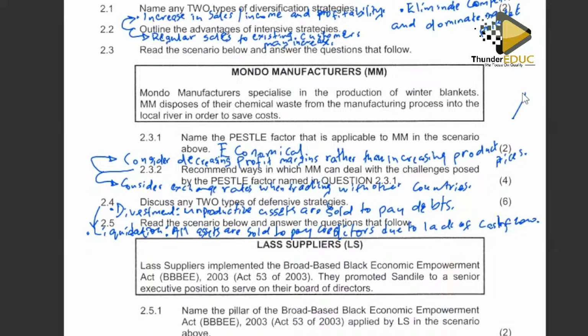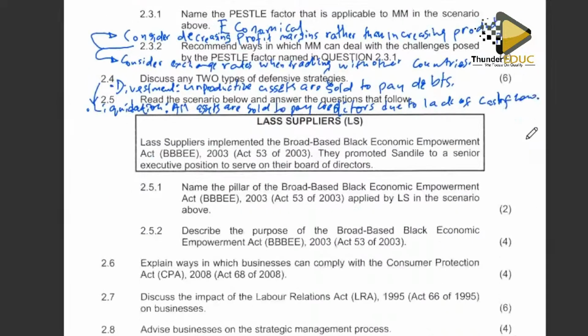Okay, so now let's check how we can actually discuss these two types of defensive strategies. We are saying divestment. It's when unproductive assets are sold to pay debts. And we also have liquidation. Liquidation is when all assets are sold to pay creditors due to lack of cash flow. Okay, right, grade 12. So now let's move on to 1.5.